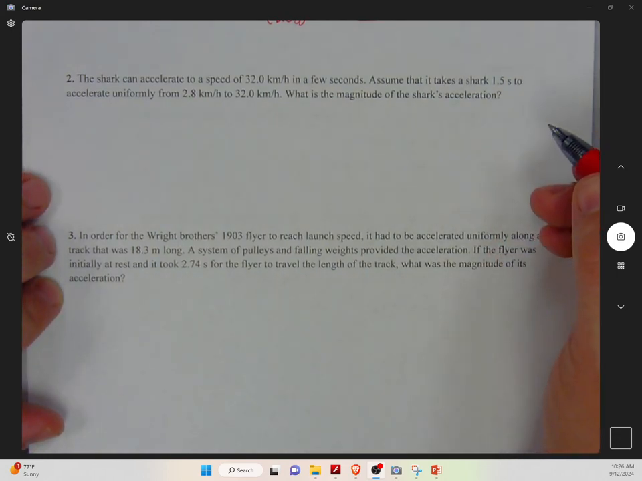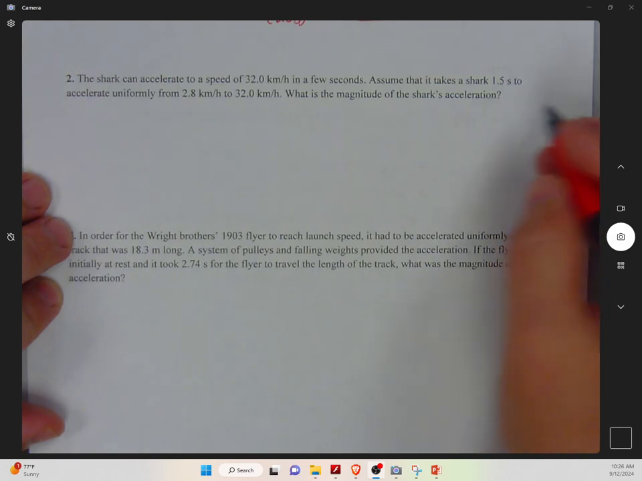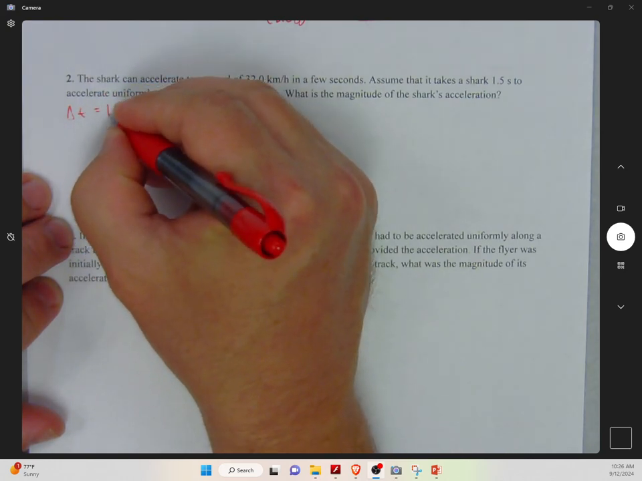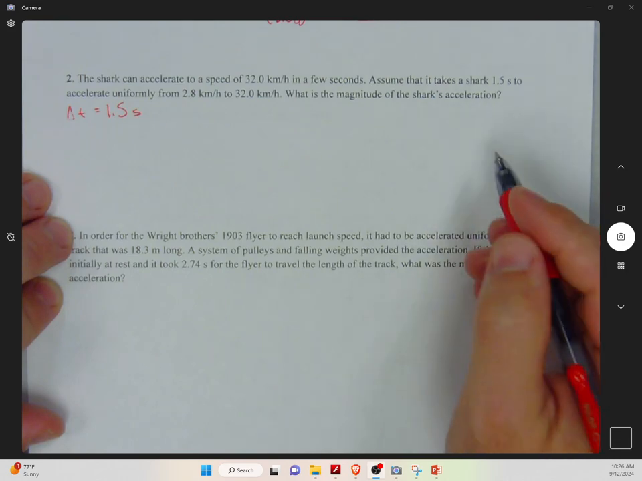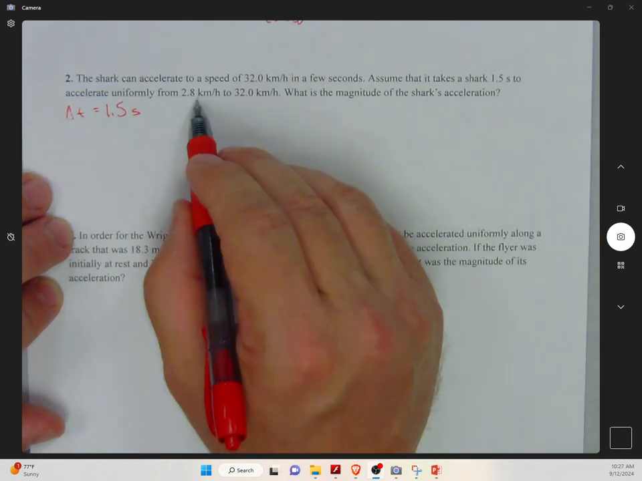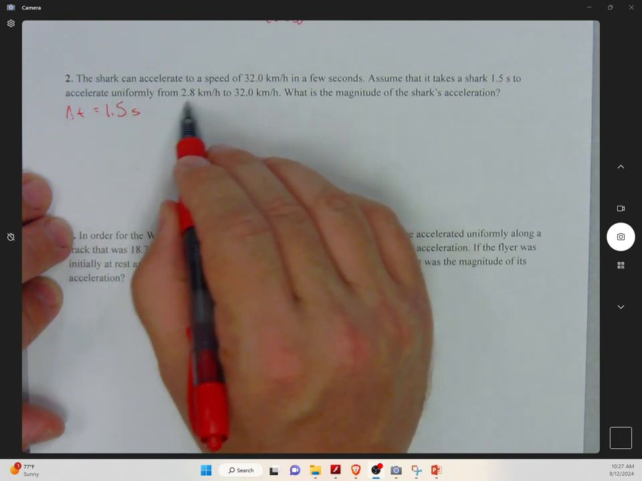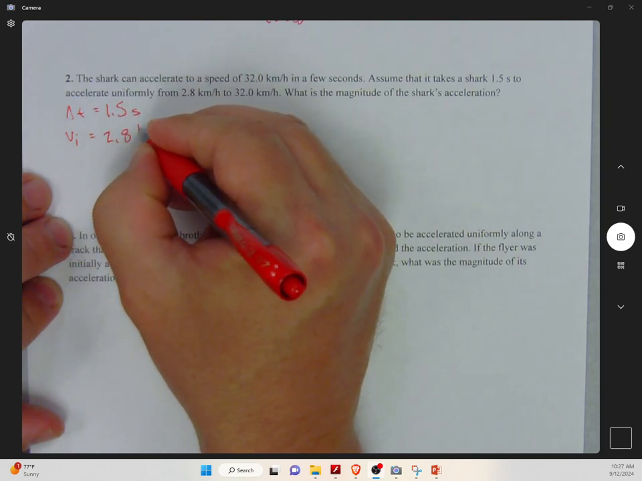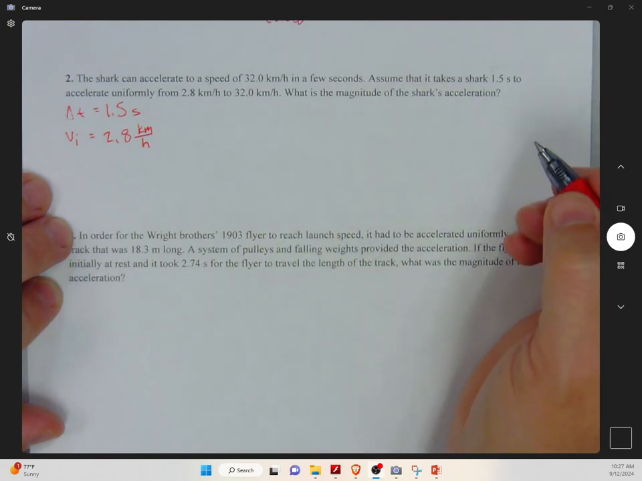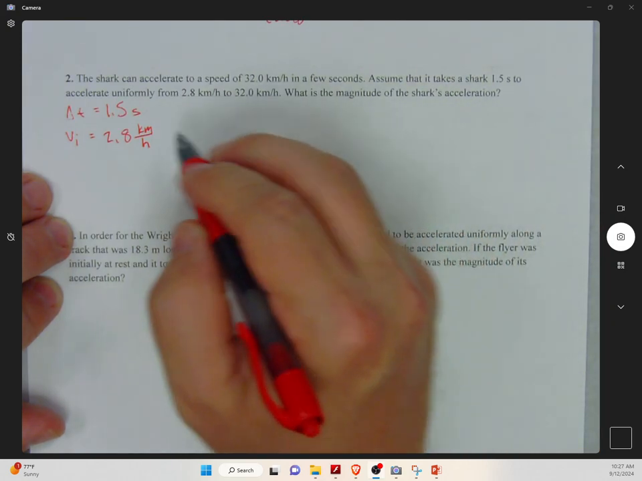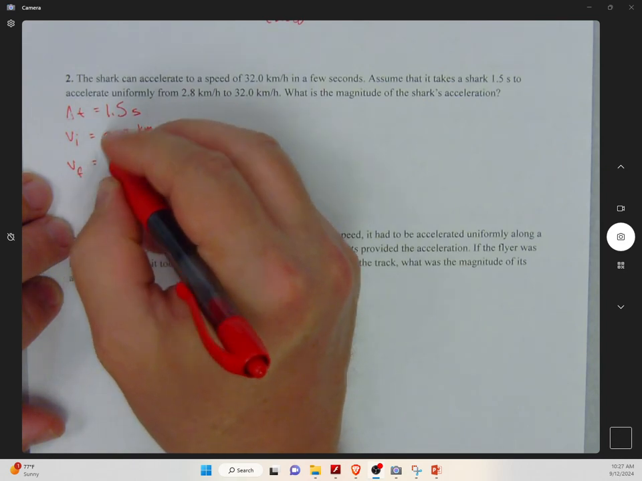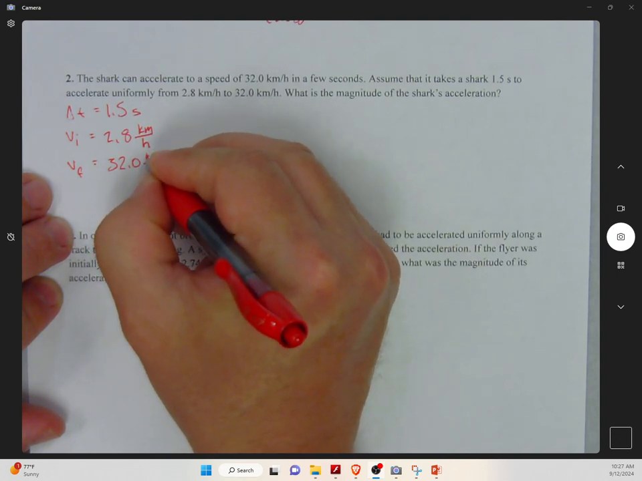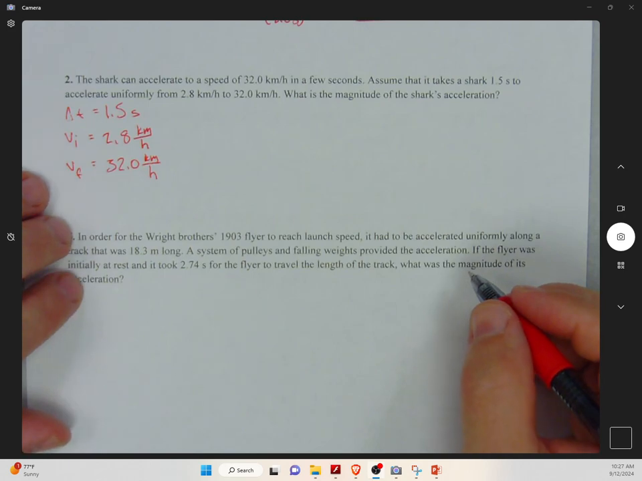So, what do I know here? I know I have a time. Oh, my pen's starting to run out. I have a time, 1.5 seconds. I have an initial velocity, right? It accelerates from. So I have an initial velocity. And then I have a final velocity, right? Top speed. Final velocity, 32 kilometers per hour. Sorry about my bad penmanship there.